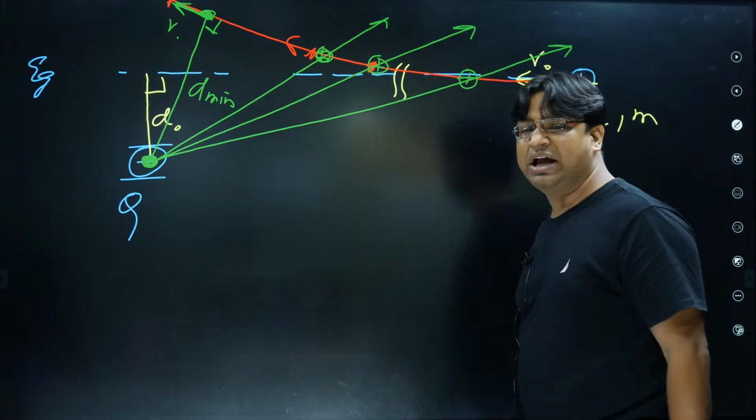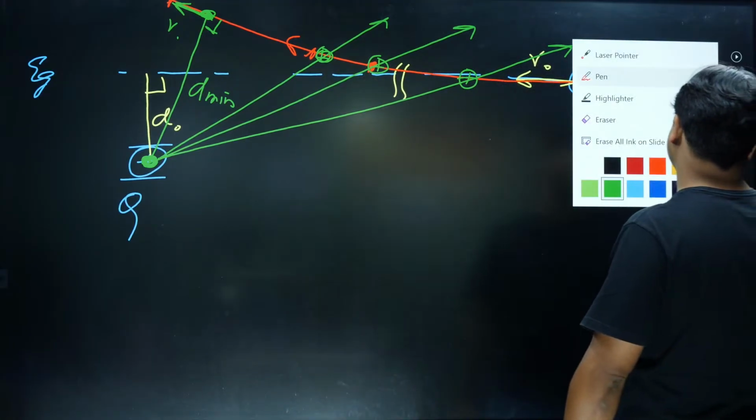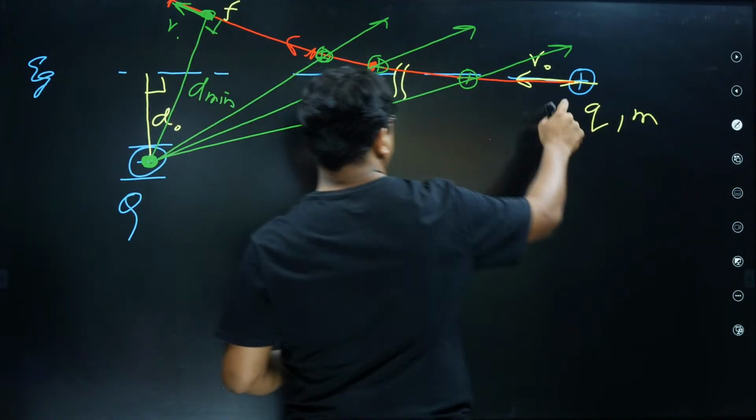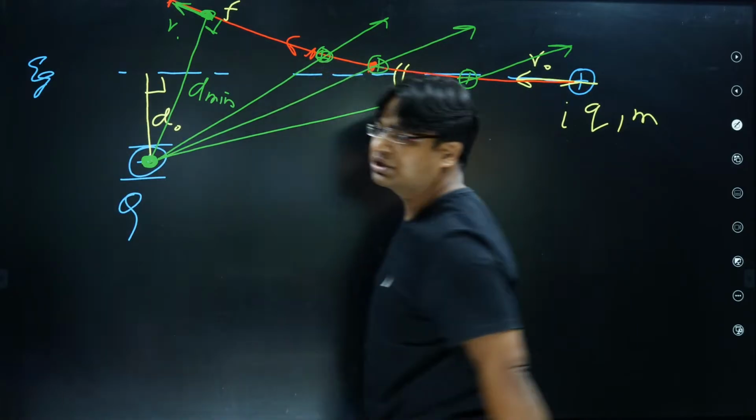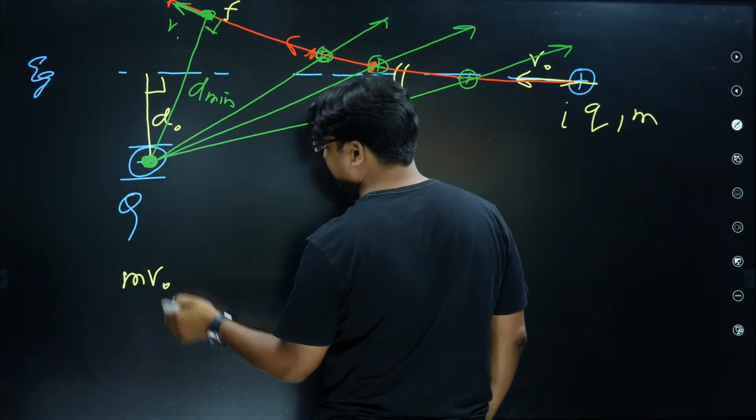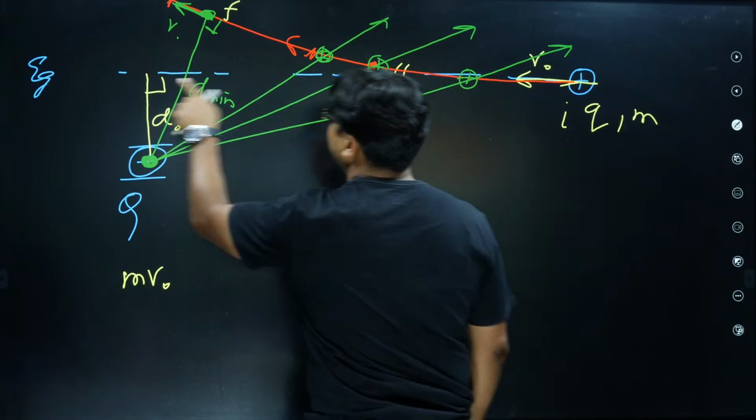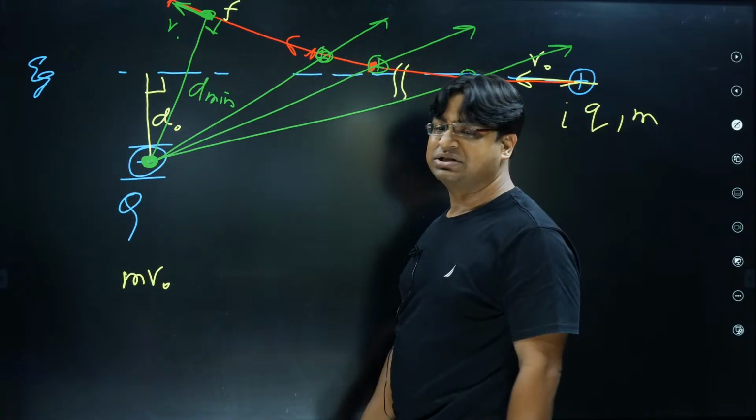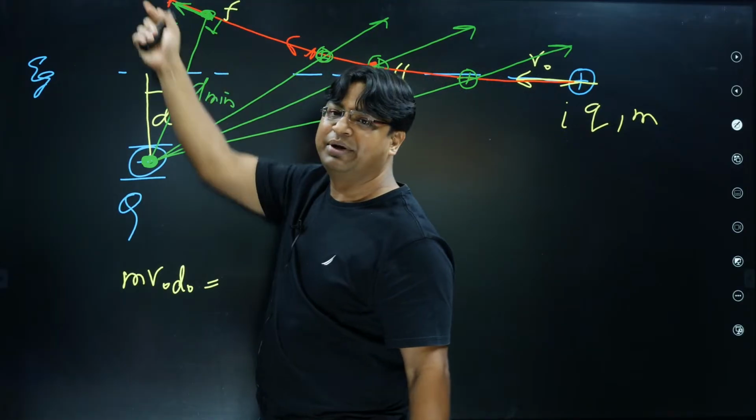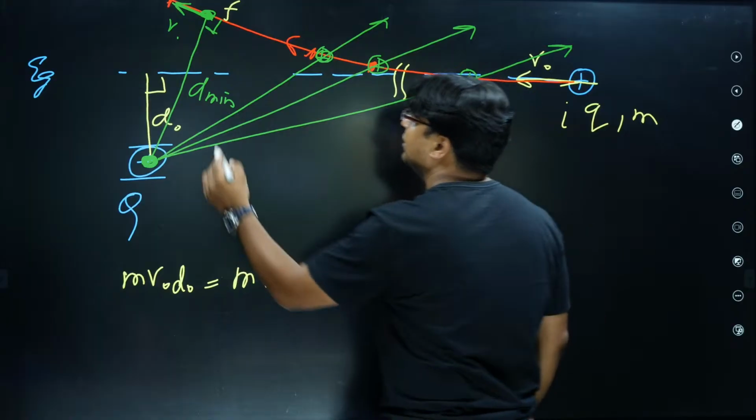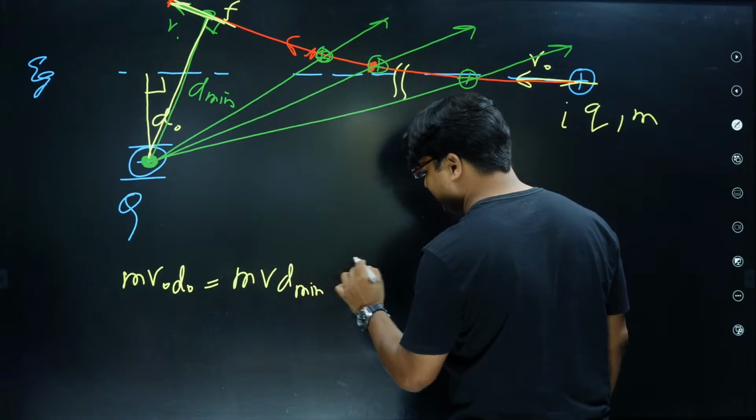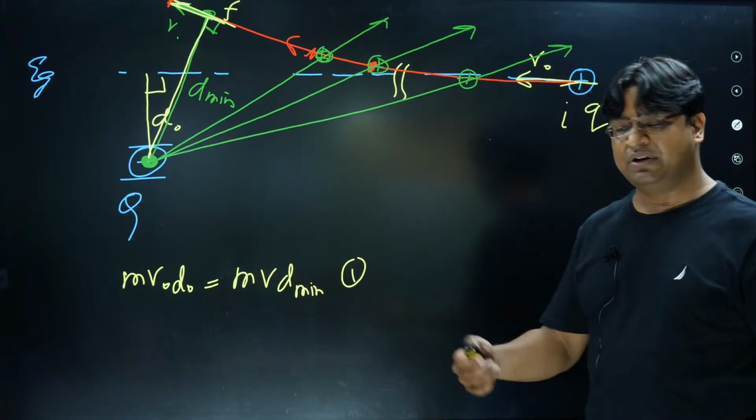So how do I write the angular momentum conservation? Guys, any conservation equation will always be written by considering an initial position and a final position. In the initial position, this was the line along which we projected the particle, so the momentum was along this line. We will write m v naught, and then multiply with the perpendicular distance of the line of motion from the point about which we are conserving momentum. So we'll multiply with d naught. Similarly, at this position, the momentum is m v, and this is the line of motion, so the perpendicular distance is d minimum. So this will become one of the equations, and the other will be the energy equation.